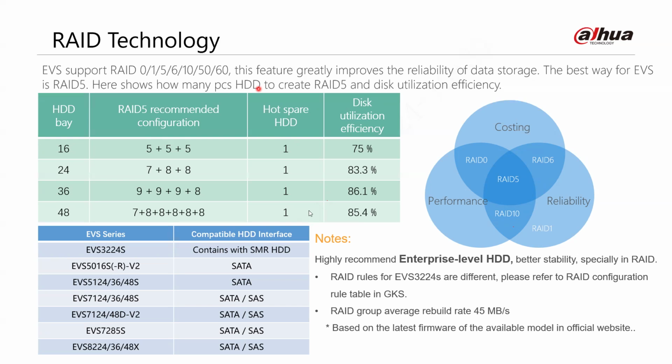If, for example, you have an EVS that supports 16 hard disks, for the recommended RAID configuration you're going to have only 15 hard disks in the array. Then you're going to have one hard disk being the spare hard disk. This spare hard disk is going to carry some parity data for all these hard disks.